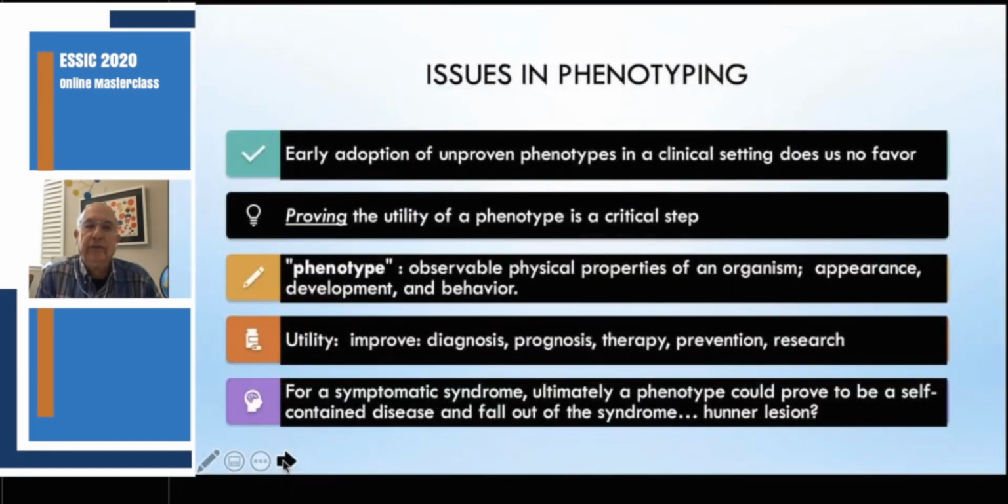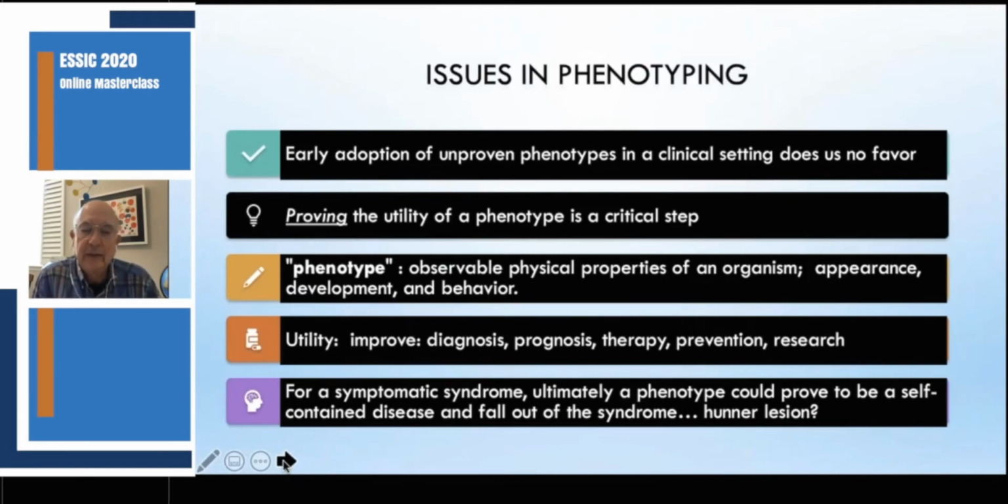There are several issues in phenotyping. The early adaptation of unproven phenotypes in a clinical setting does us no favor. Proving the utility of a phenotype is a critical step. Phenotype refers to the observable physical properties of an organism, its appearance, development, and behavior. Utility, it should do something that's worthwhile if you make a phenotype. It should either improve diagnosis, improve prognosis, improve therapy, prevention, or help research.